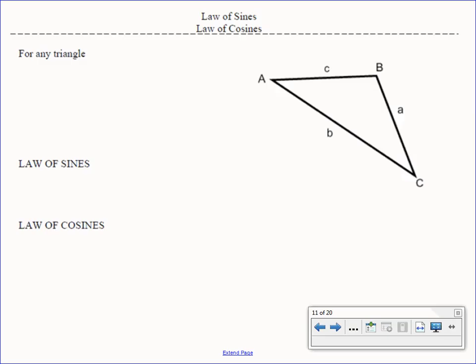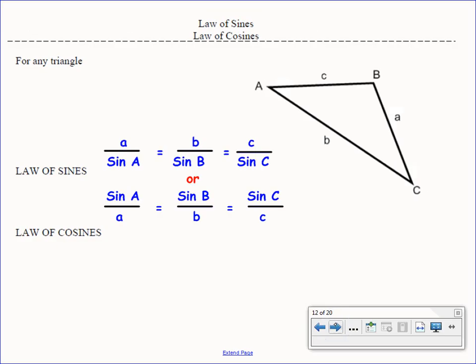I know law of sines and law of cosines is brand new, but very powerful. So, for any triangle, right, we don't have to have a right angle. We know that the side length A is to the sine of angle A, just like side length B is to the sine of angle B, and so on. We could rearrange our law of sines depending upon what we're looking for to include the sine of angle on top and the side lengths on bottom. We'll choose the most appropriate form based on what we're looking for.